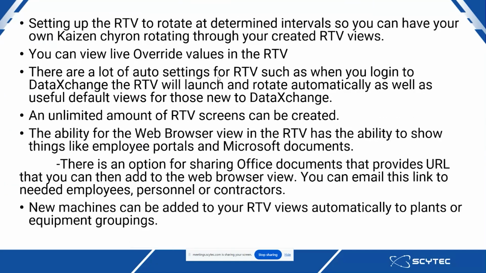Next up, I'm going to be going into some tips and tricks for the RTV dashboards. You can set up the RTV to rotate at determined intervals, so you can have your own Kaizen Chiron rotating through your created RTV views at the intervals that you make. You can also view live override values inside the RTV. There are a lot of auto settings for the RTV, such as when you log into DataXchange, the RTV will launch automatically and rotate automatically, showing you the default views as well as what you have created for those screens and views inside of the RTV.